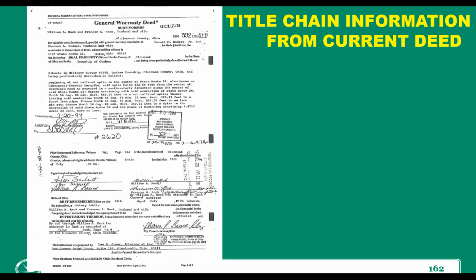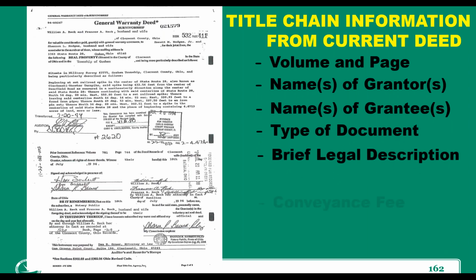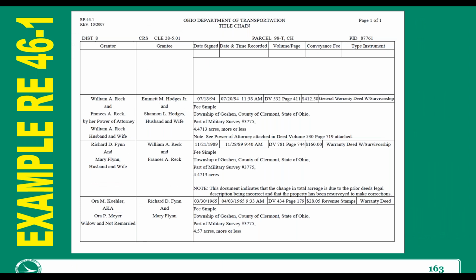Title chain information from the current deed, pretty simple. You can find all that information right there. You'll know where to put it. This is an example of a 46 that couldn't have went smoother.